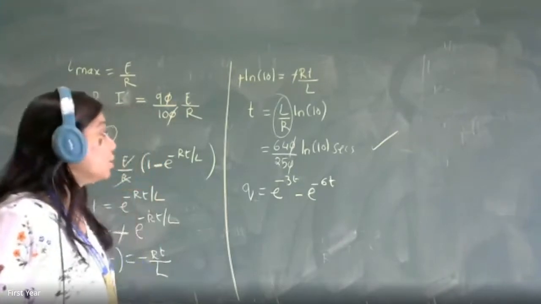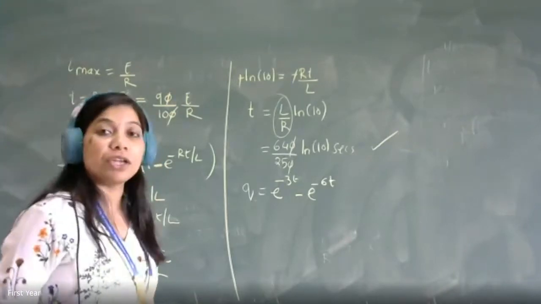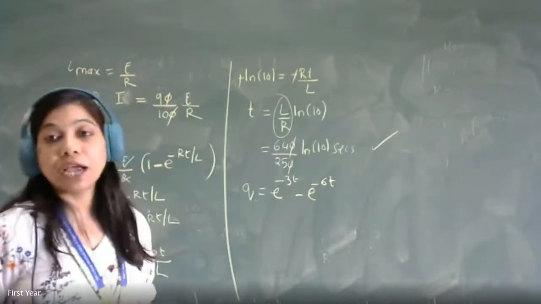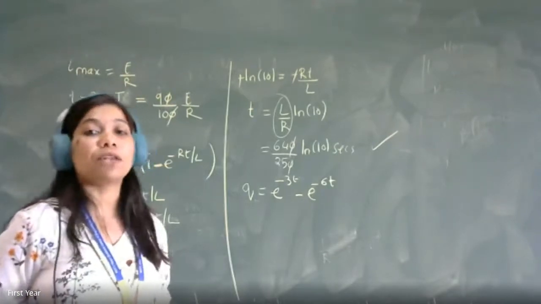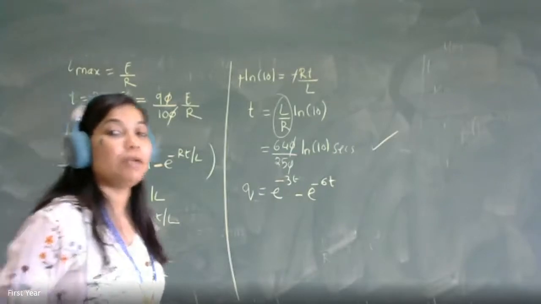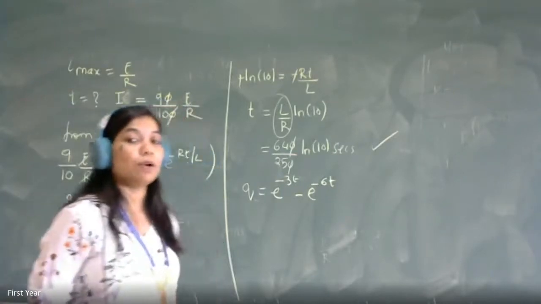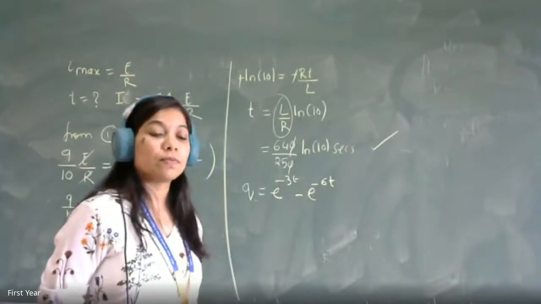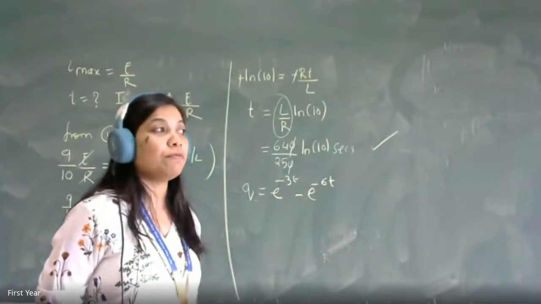Okay? So Q is equal to e raised to minus 3t minus e raised to minus 6t. And what is asked is find the time required for the maximum charge to be present on the capacitor. Can anybody tell me how you are going to go about it? When is the charge maximum?